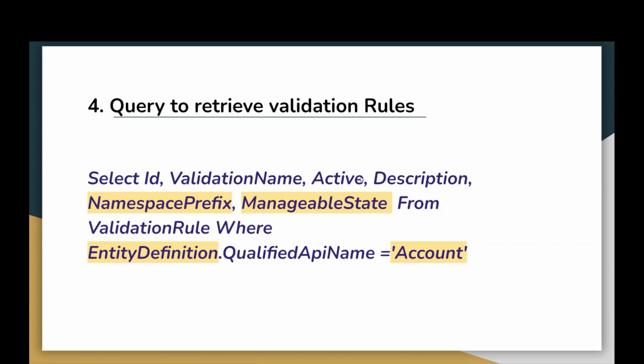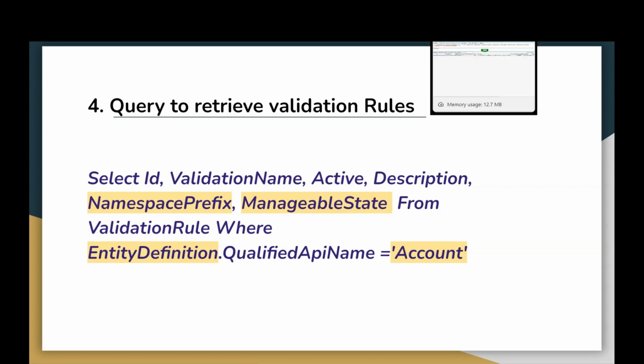Okay, our next example is a query to retrieve validation rules. In this query, we are using object as account. That means we are trying to get all the validation rules which are based on the account object. There are two columns which need to be noticed here. One is namespace prefix and the other is manageable state. This will tell us whether the validation rule is coming from the managed package. And the object name is stored in the EntityDefinition.QualifiedApiName column.